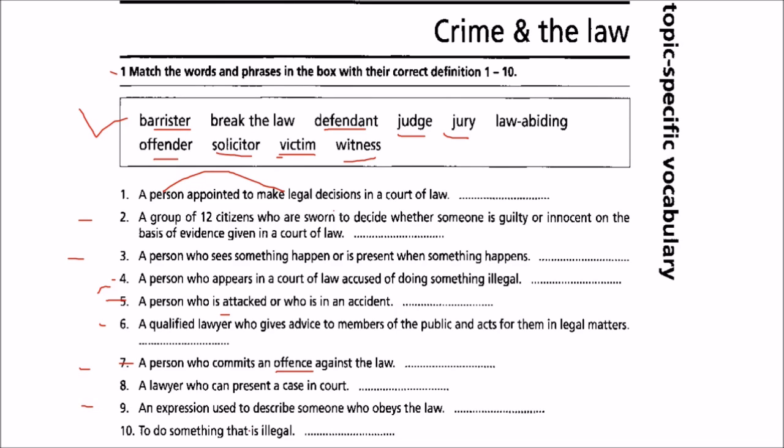Ninth, an expression used to describe someone who obeys the law. Who obeys the law, we call that person law-abiding citizen. Then 10th, to do something that is illegal, we call that he's breaking the law, she's breaking the law, or they are breaking the law.